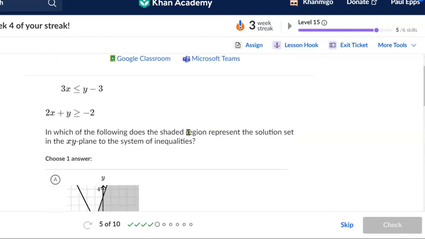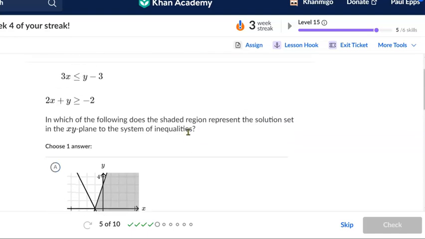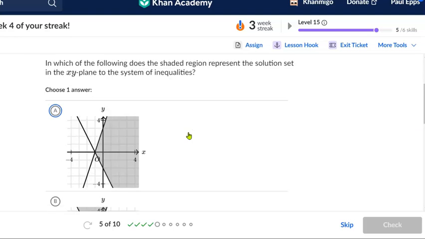Let's do the next one. Again, let's convert it to a linear equation, and we'll say subtract the 2x from both sides. Y equals negative 2x minus 2. That's the other line. The line that slopes down and to the right.